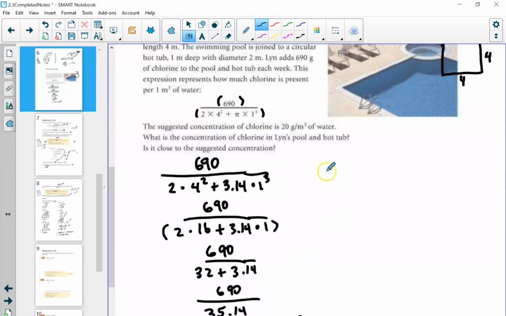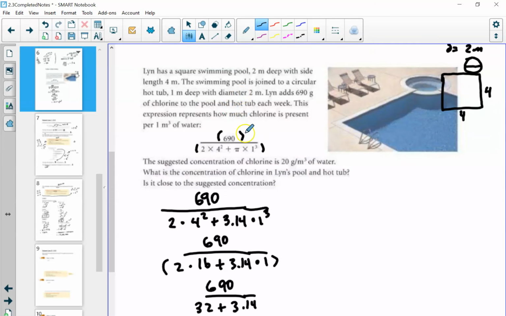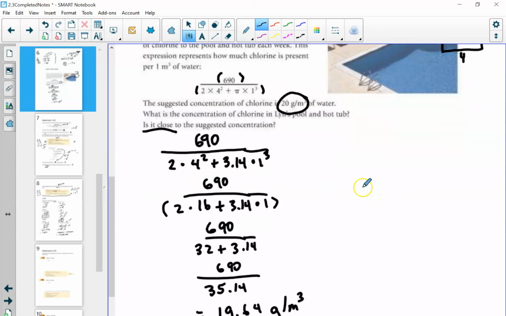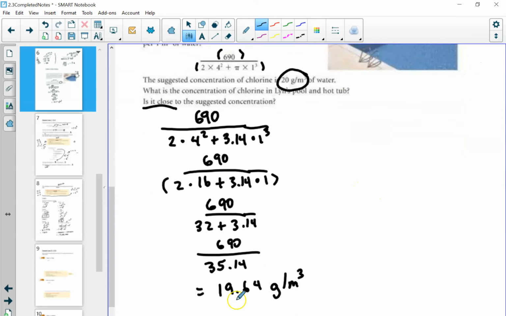Now let's go back and look at what the question's actually asking. The suggested concentration is 20 grams per meter cubed of water. What's the concentration? We figured it out, and is it close is the question. So it's not asking if it's exactly right, it's asking is it close. Well, we know that 19.6 rounds to 20, so that's awfully close. So let's do our final answer here, and always finish your problems with a sentence. It's usually worth a half mark, and it answers the question that they're asking.